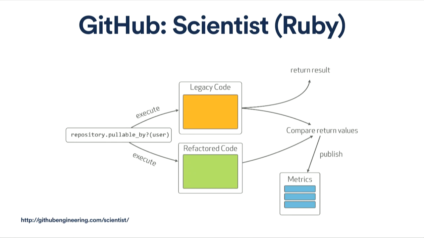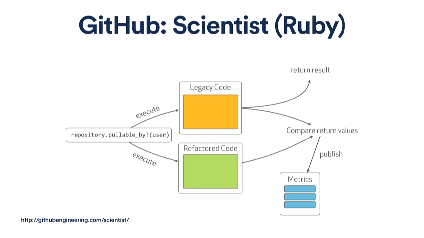And if you think of what could happen if permissions go wrong, we could leak information to competitors. We could have all sorts of access control issues if we get this code wrong. So what GitHub did was, let's take a step back. We know that the old code works, but let's try out this new code.